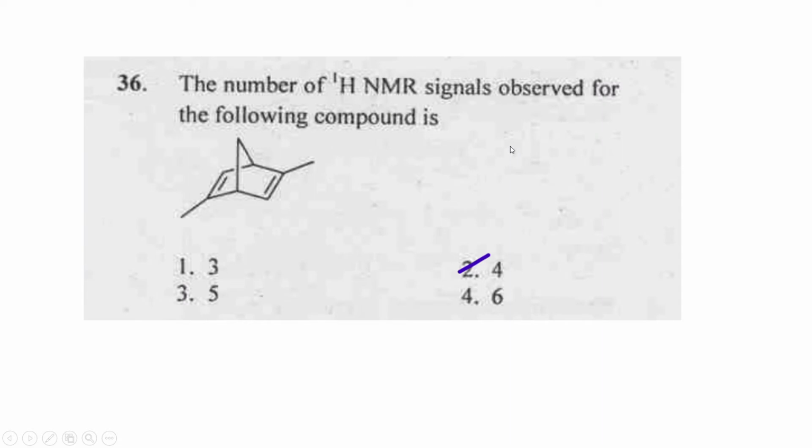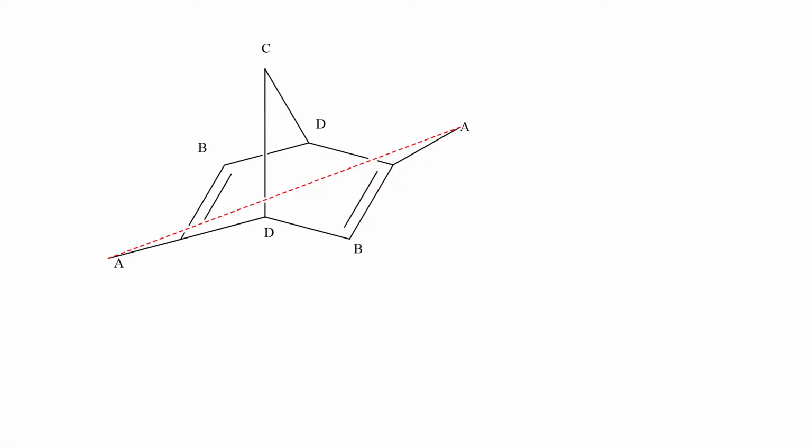Now let's see the third question. Here, in this structure, the number of NMR signals is asked. How many NMR signals will arise? You first see that there is a mirror plane inside the molecule, for which reason this methyl group and this methyl group are similar. I have represented them as A, and these two hydrogens are similar, and these two hydrogens are similar, and here two hydrogens are similar. So you will ultimately find that four kinds of hydrogen are present here. So the 1H NMR signals will be 4.